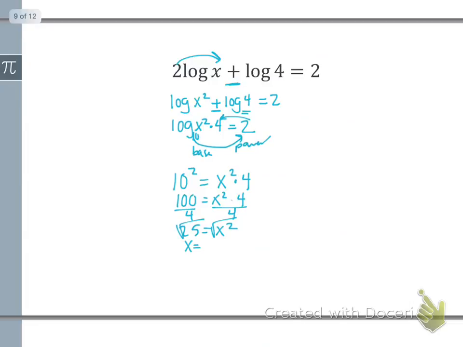So x, remember when we solve, we have to include the positive and negative side of it. So I have to double check by plugging in a positive 5 and a negative 5. If I plug in negative 5 in here, I'll get an error. So my answer is just positive 5.